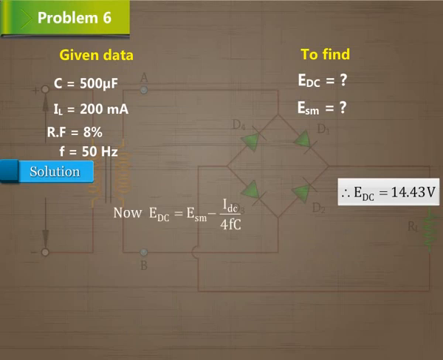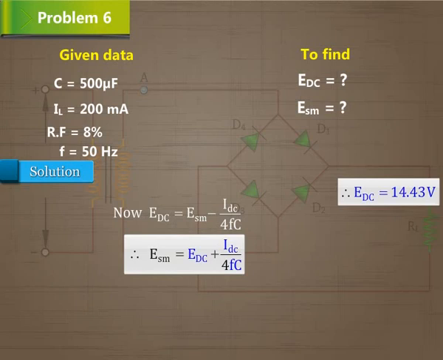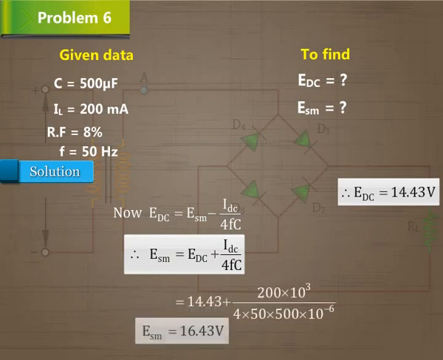Now, EDC is equal to ESM minus IDC by 4FC. From this we can write, therefore, ESM is equal to EDC plus IDC by 4FC. Therefore, ESM is equal to 16.43 volts.